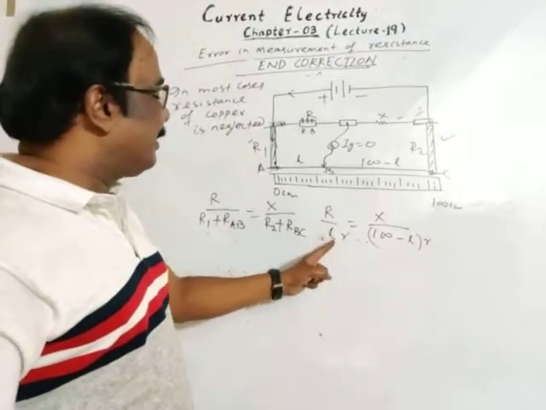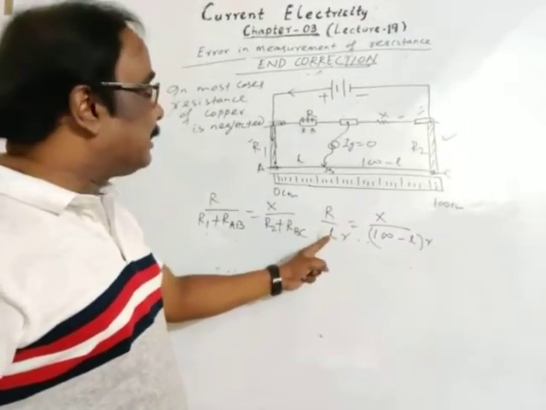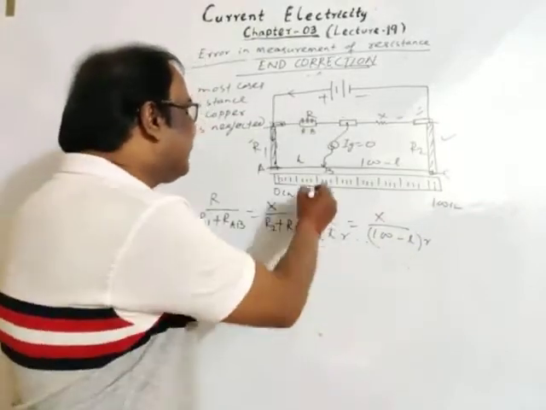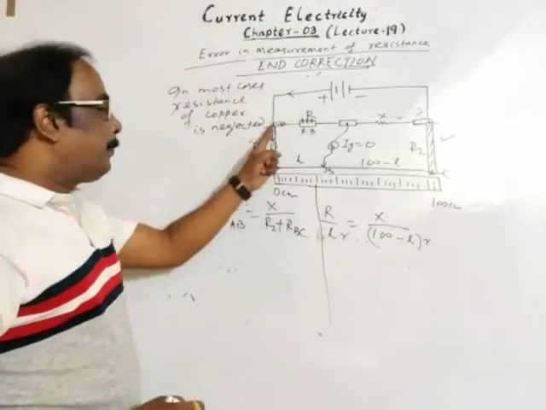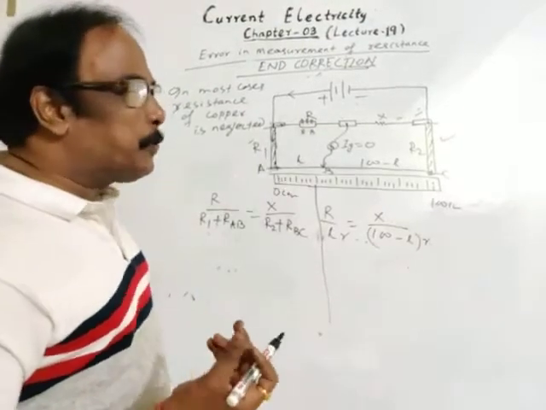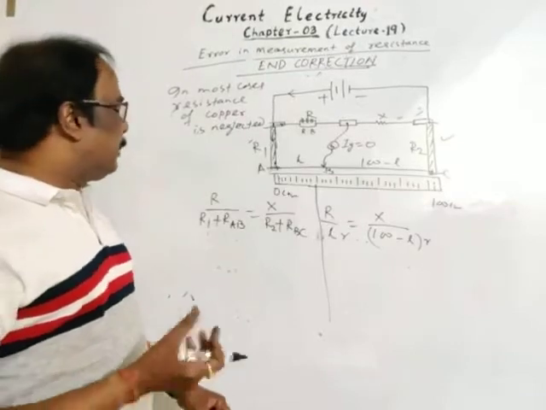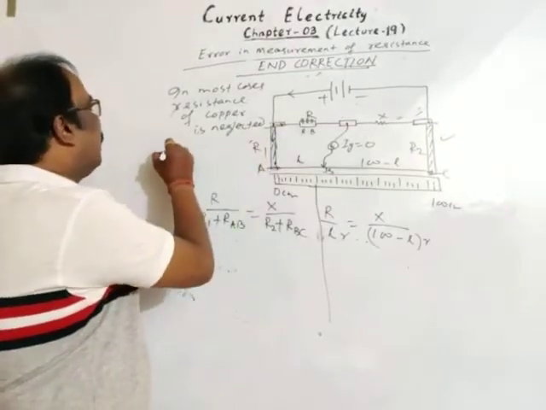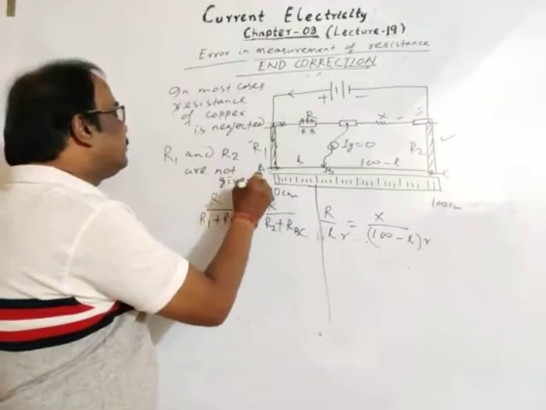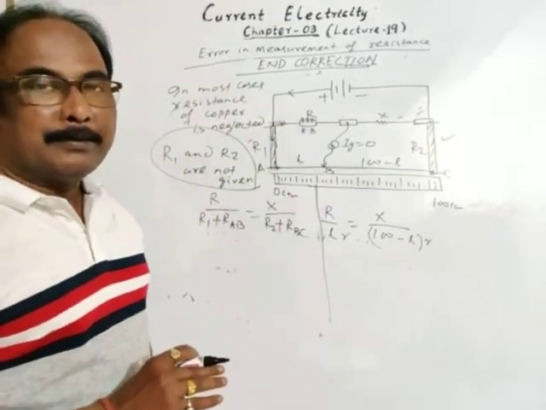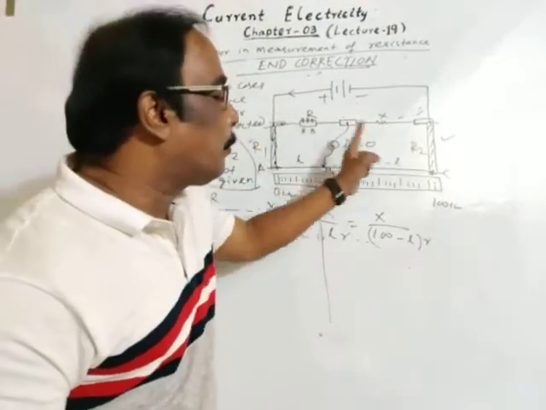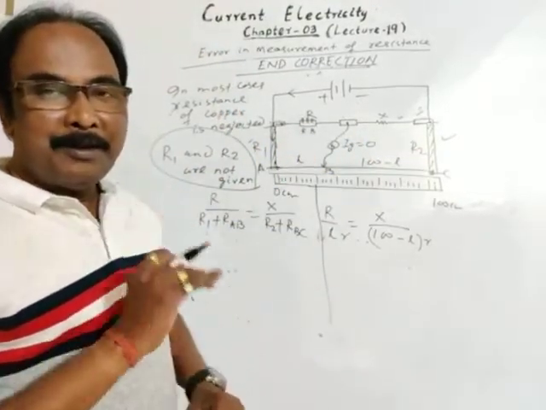Of course, we are expressing resistance in terms of length L. R is resistance per unit length. R will get cancelled. So this is the correct relation if we consider the resistance of these two parts. But in exams, this question usually comes in competitive exams, not at board level. Usually in exams, the values of R1 and R2 are not given, but the end correction is given.